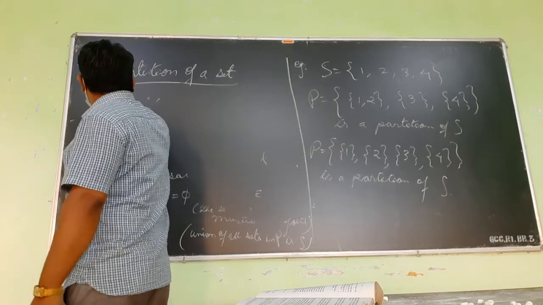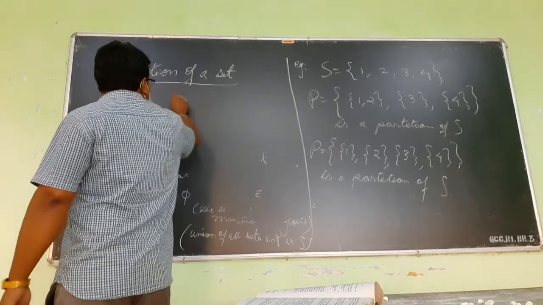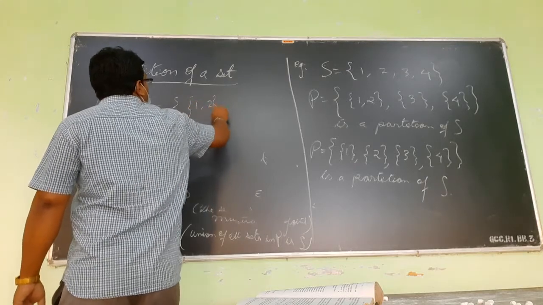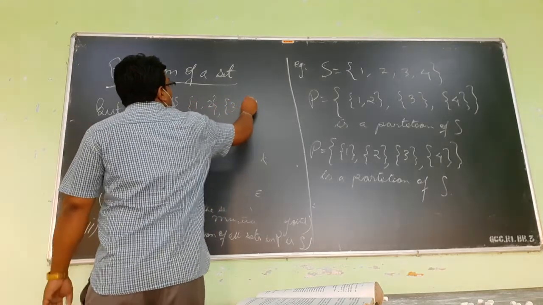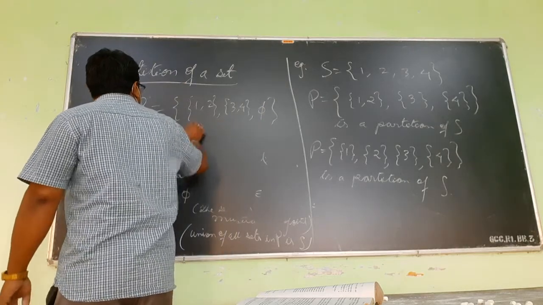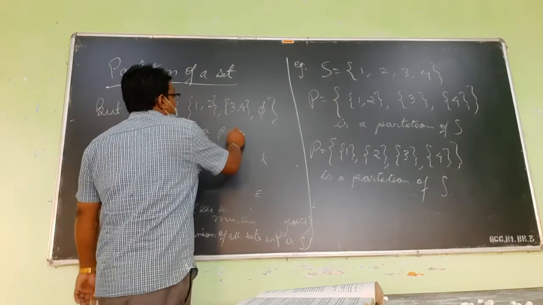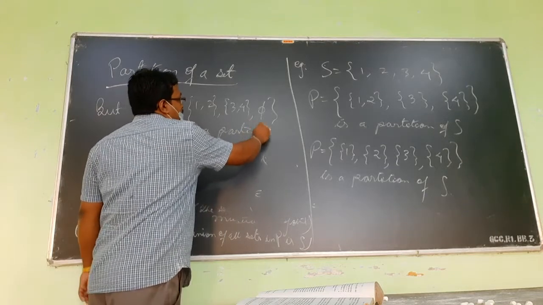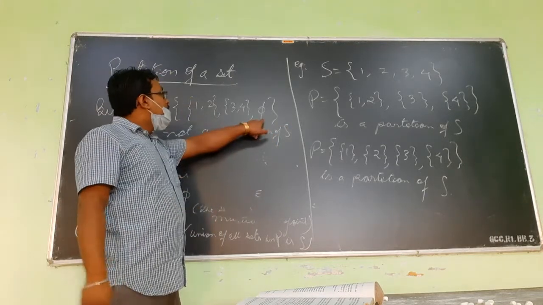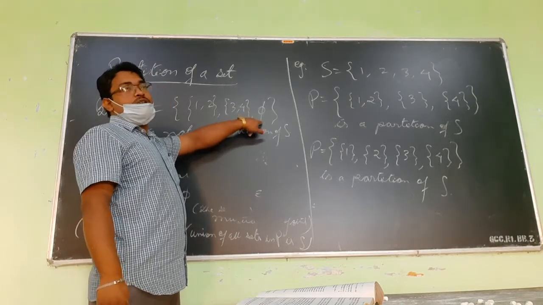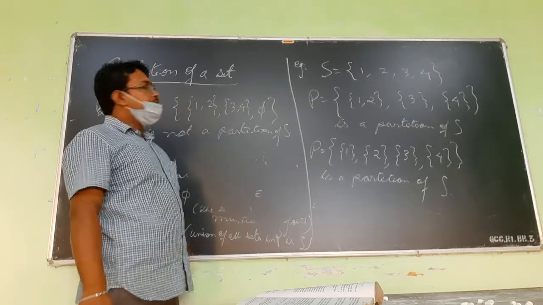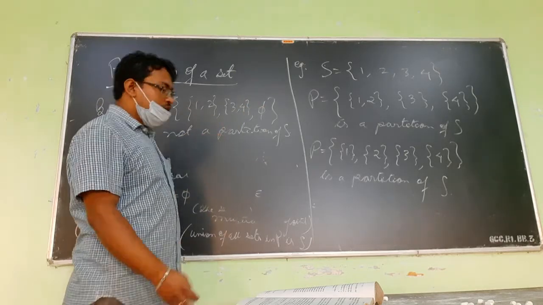But say P equal to {1, 2, 3, 4, 5}. Okay, this is not a partition. It is not a partition of S. Why? Because one of the members here is empty. That is not allowed. None of the members can be empty. So this is not a partition of S.